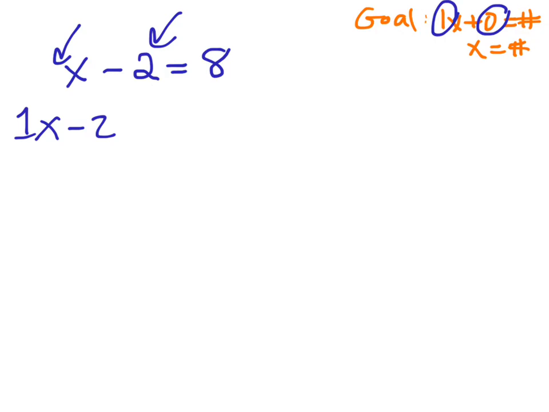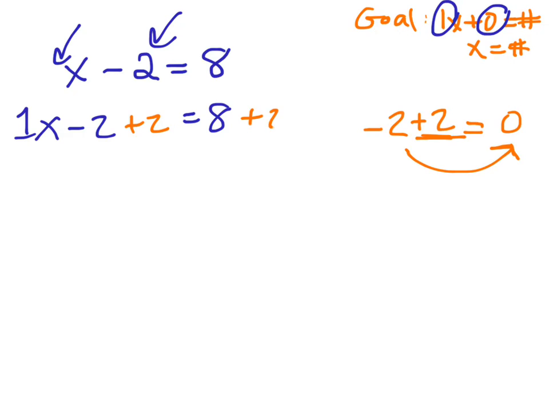So if you think back to your properties, you have a property that tells you how to get minus 2 equal to a 0. And the answer is the inverse of negative 2. If I was to add 2 to this, then I would return that negative 2, or I would turn it into the identity, into 0. So if I add 2 to both sides of the equation, then on the left, this is going to help me have 1x plus 0, and on the right, 8 plus 2 would be 10.